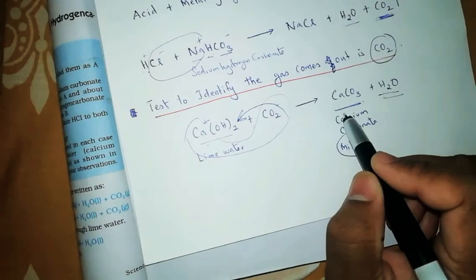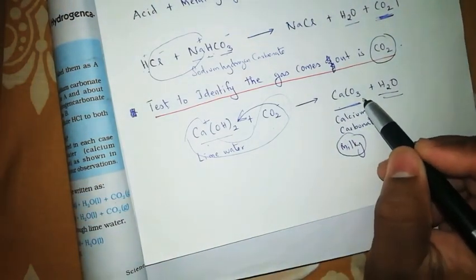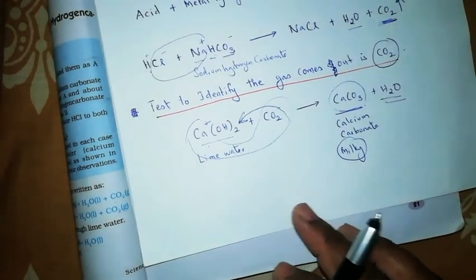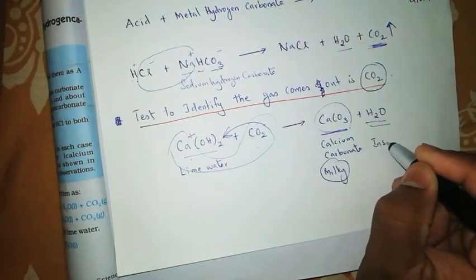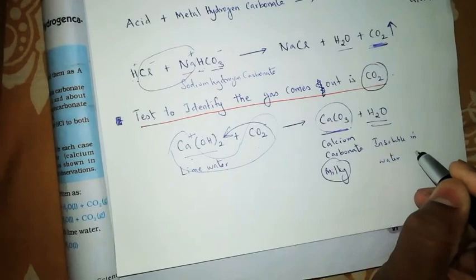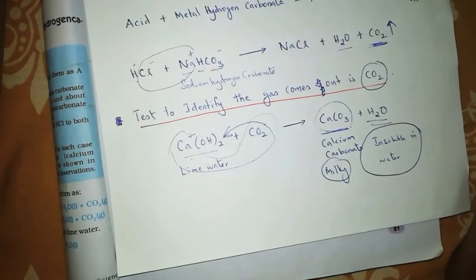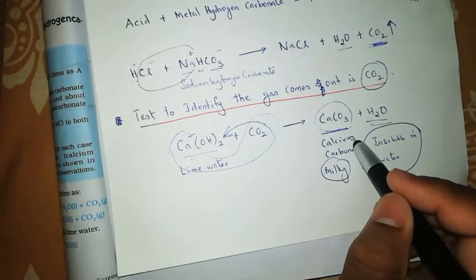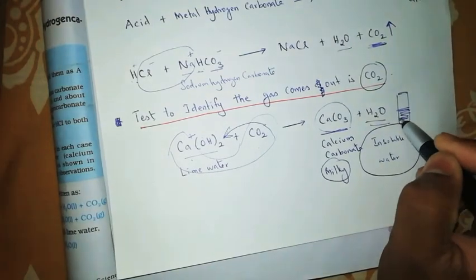This is what happens when we pass carbon dioxide into calcium hydroxide. The color of calcium hydroxide turns milky. That means the product is calcium carbonate. This calcium carbonate is insoluble in water. That means if you keep that solution for some time, you can see all the calcium carbonate comes down in the test tube and settles at the bottom.